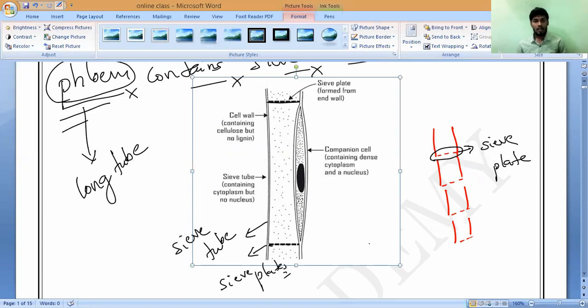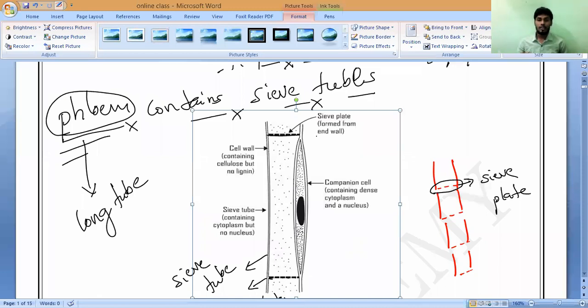Do you understand? What we are able to see here is the phloem. So which one is phloem? This one or this one? This is called phloem. And this is a support cell, which we call a companion cell.